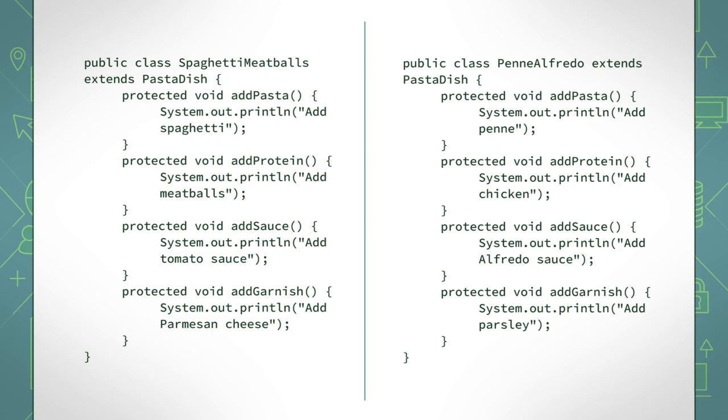The add pasta, add protein, add sauce, and add garnish methods are called in the makeRecipe template method found in the pasta dish superclass. The template method is inherited in a subclass and behaves as expected to make a dish with the right ingredients. Now you can try implementing template method subclasses.